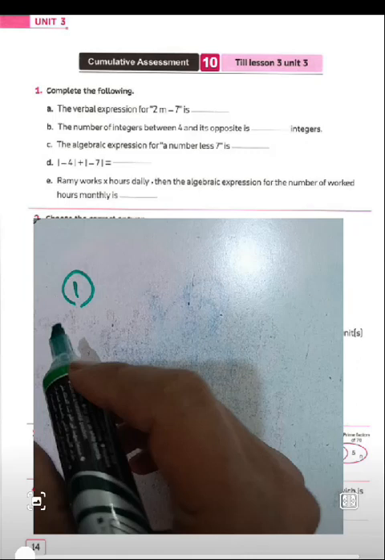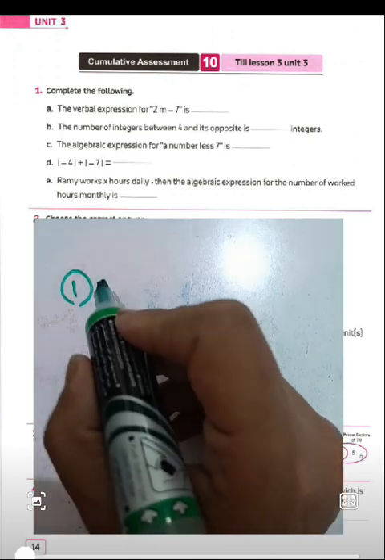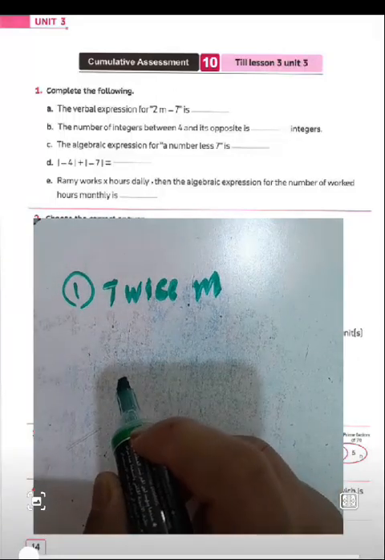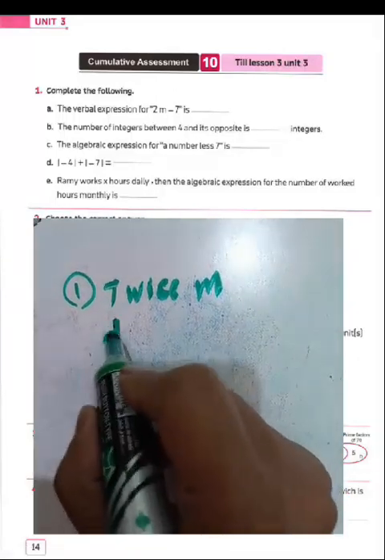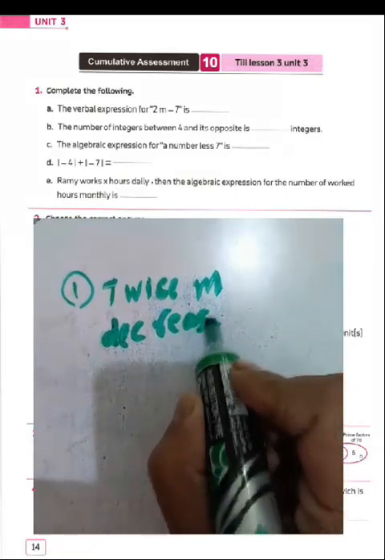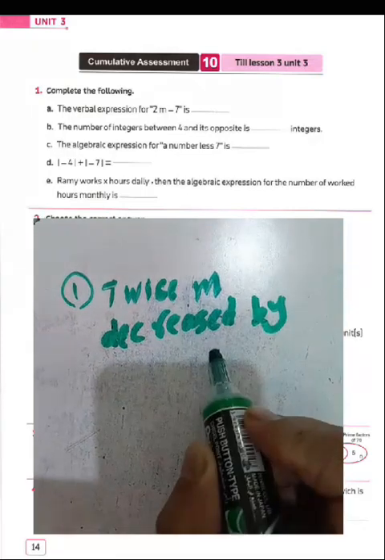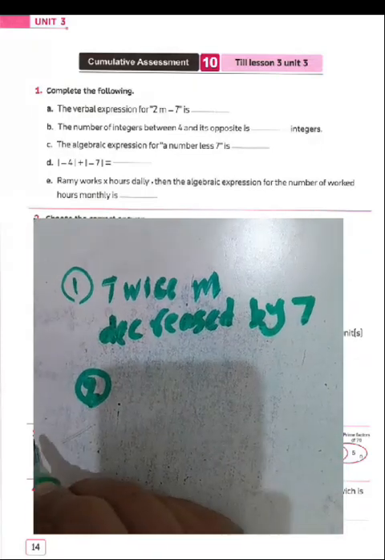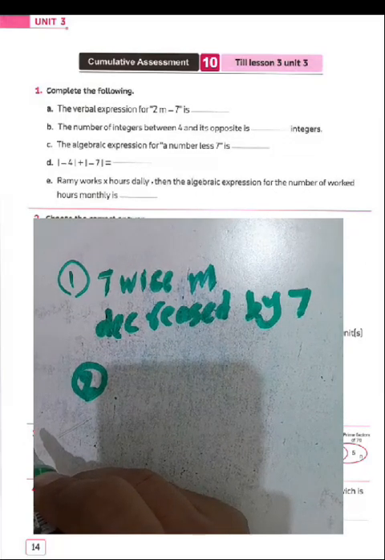Today we'll solve cognitive assessment number 10, lesson 3, unit 3. Question number 1, the verbal expression for 2m minus 7 is: we can write twice m, meaning 2 multiplication m, twice m decreased by 7, or we can write 7 less than twice the number m.